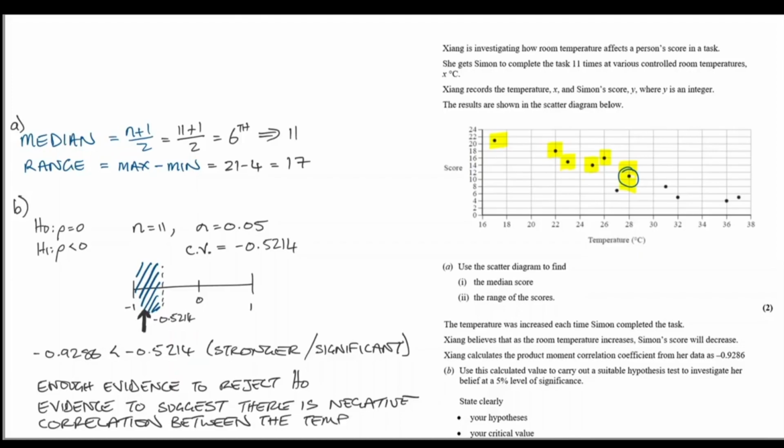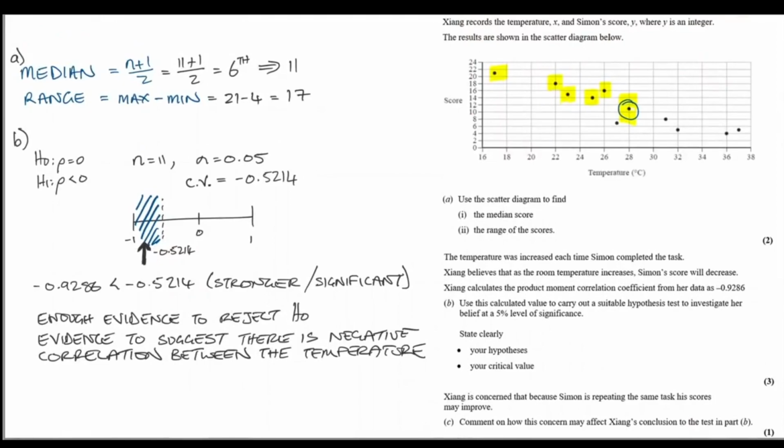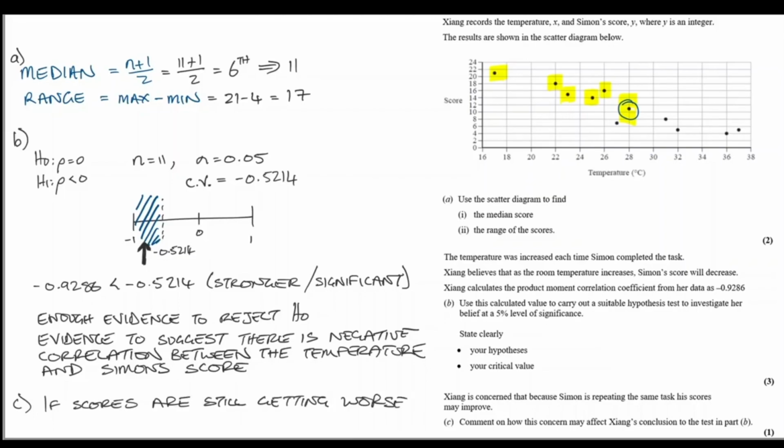In the next bit of the question, we're told that Chang is concerned that because Simon is repeating the same task, his scores are going to improve. He's getting used to the task, so he's got some experience and his scores are going to improve. We're asked to comment on how this concern may affect Chang's conclusion to the test in part B. Well, if Simon is actually performing better at each attempt, but his score is still getting worse, then that actually supports Chang's original hypothesis even more.